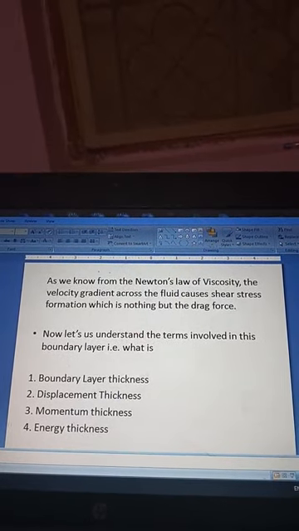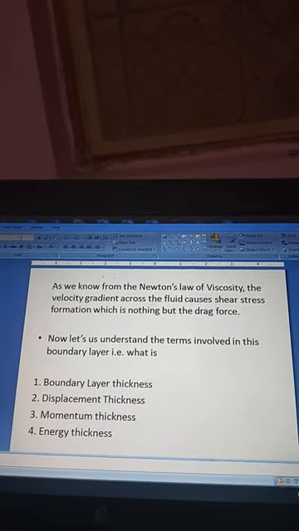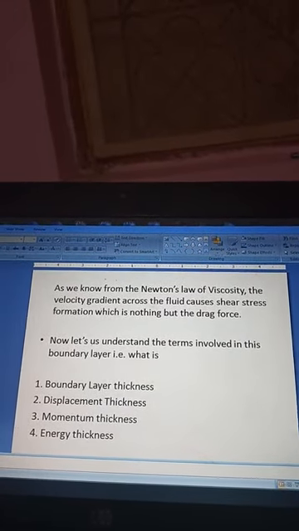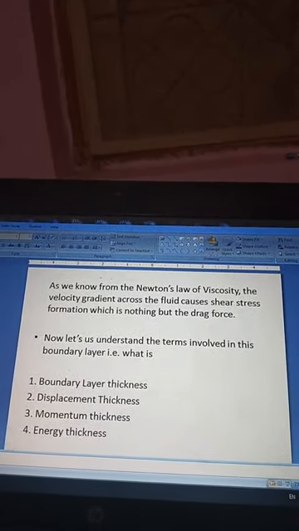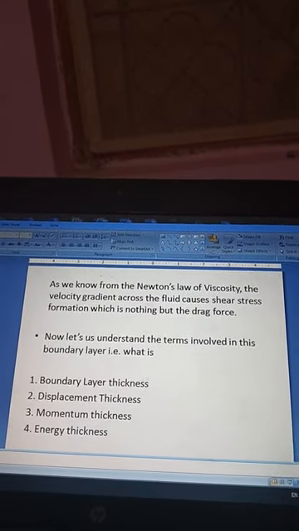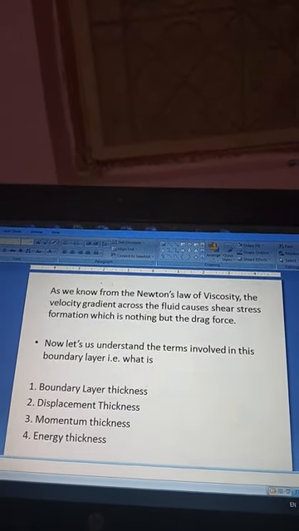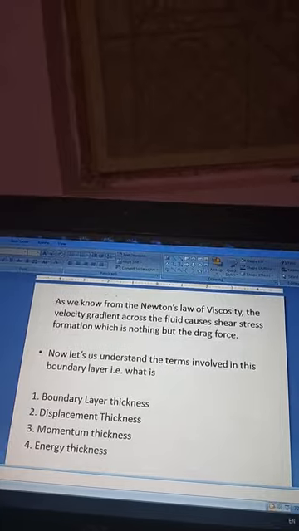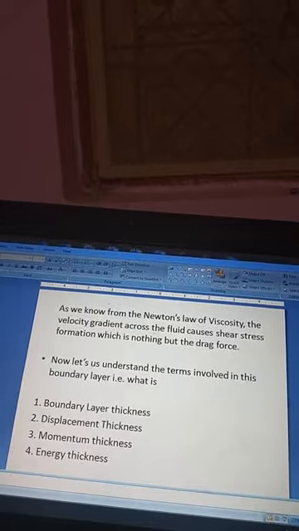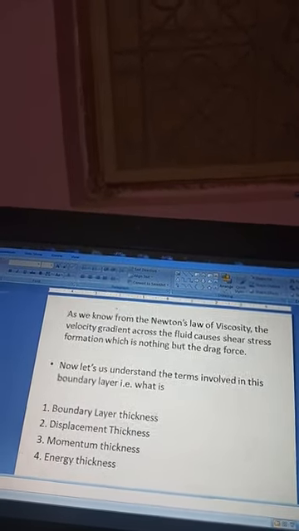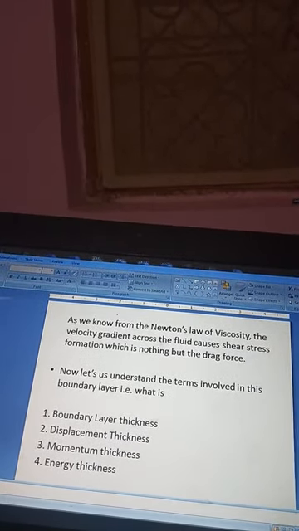As we know from Newton's law of viscosity, whenever there is a velocity gradient across the fluid, there is formation of shear stress, which is nothing but the retardation force which retards the fluid, and that force is called the drag force. Now let us understand the terms involved in this boundary layer, such as boundary layer thickness, displacement thickness, momentum thickness, and energy thickness. First of all, you should understand the concept of boundary layer very well.